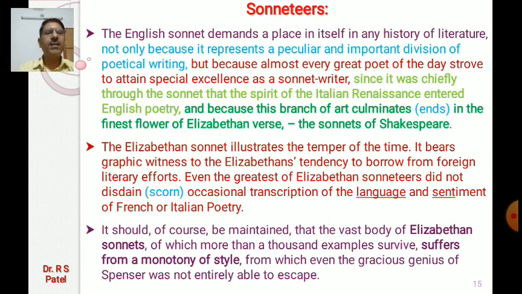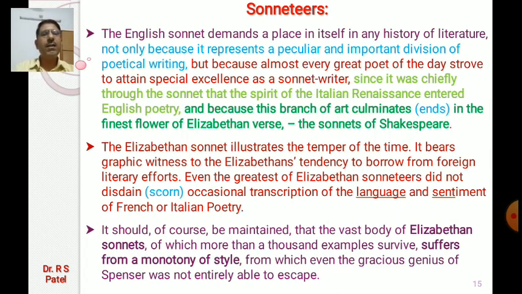It's a very long line, but very, very wealthy in the expression of the idea of sonnet writing. The English sonnet demands a place in itself in any history of literature. સાહિત્યના ઇતિહાસમાં કોઈ પણ ઇતિહાસ તપાસો તો એમાં તમને સોનેટનું સ્થાન ચોક્કસ સ્વરૂપે જોવા મળશે. Not only because it represents a peculiar and important division of poetical writing, ચોક્કસ પ્રકારની કાવ્યાત્મક અભિવ્યક્તિને એ વાચા આપે છે.